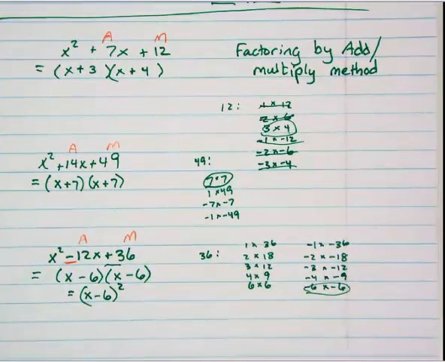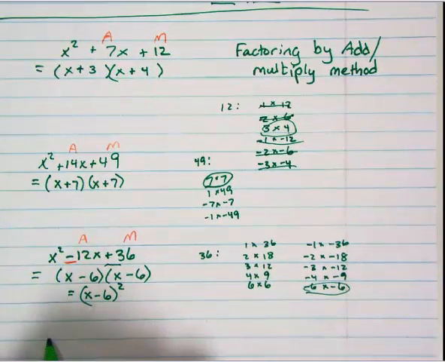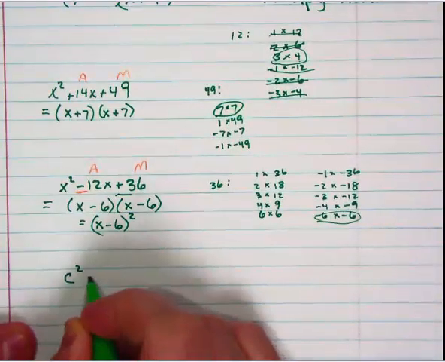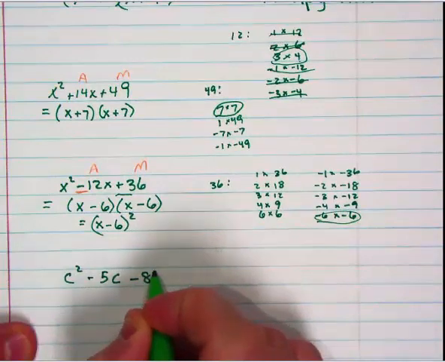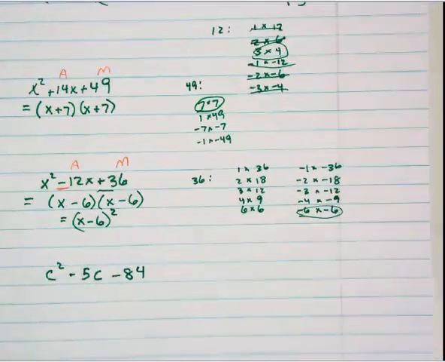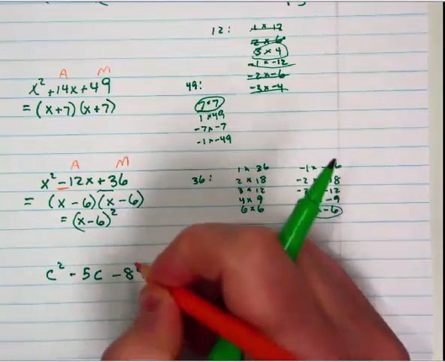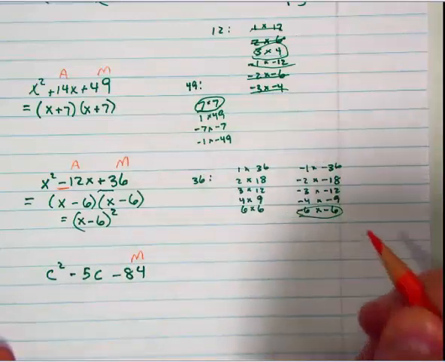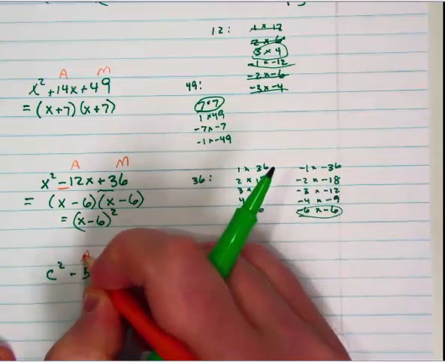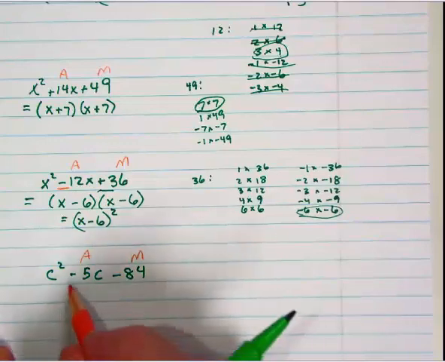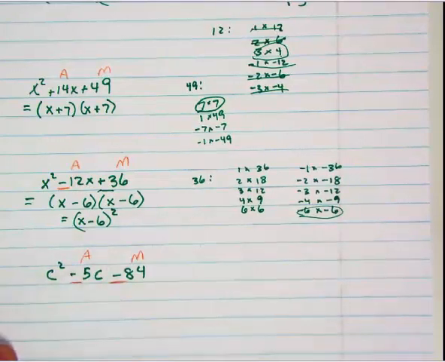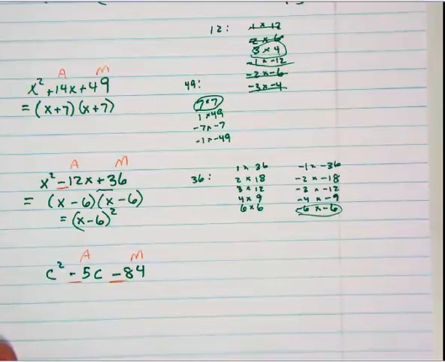Okie dokie. So, what happens if you have something like c squared minus 5c minus 84? Look for a GCF. There isn't one. So now I'm going to see, are there things that multiply to negative 84 that at the same time add to negative 5? Notice that I'm paying attention to the negatives. Notice that I'm looking for products first.